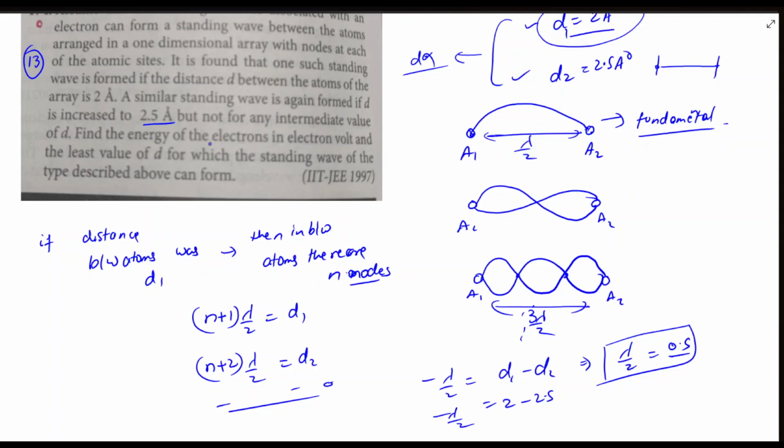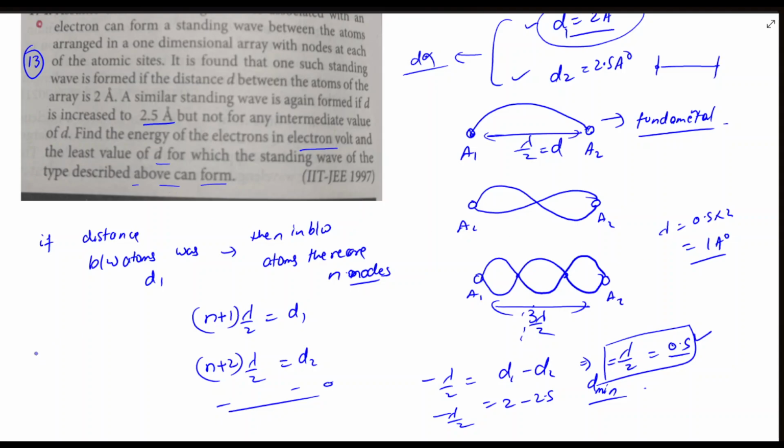Okay. So find the energy of electron in electron volts and the least value of D for which standing wave of this type can be described. So the least value is lambda by 2, which is this 0.5, right? Which is equal to our D, which is D minimum to be precise. Now lambda will turn out to be 0.5 into 2, so it will be 1 angstrom. So lambda is 1 angstrom, right?